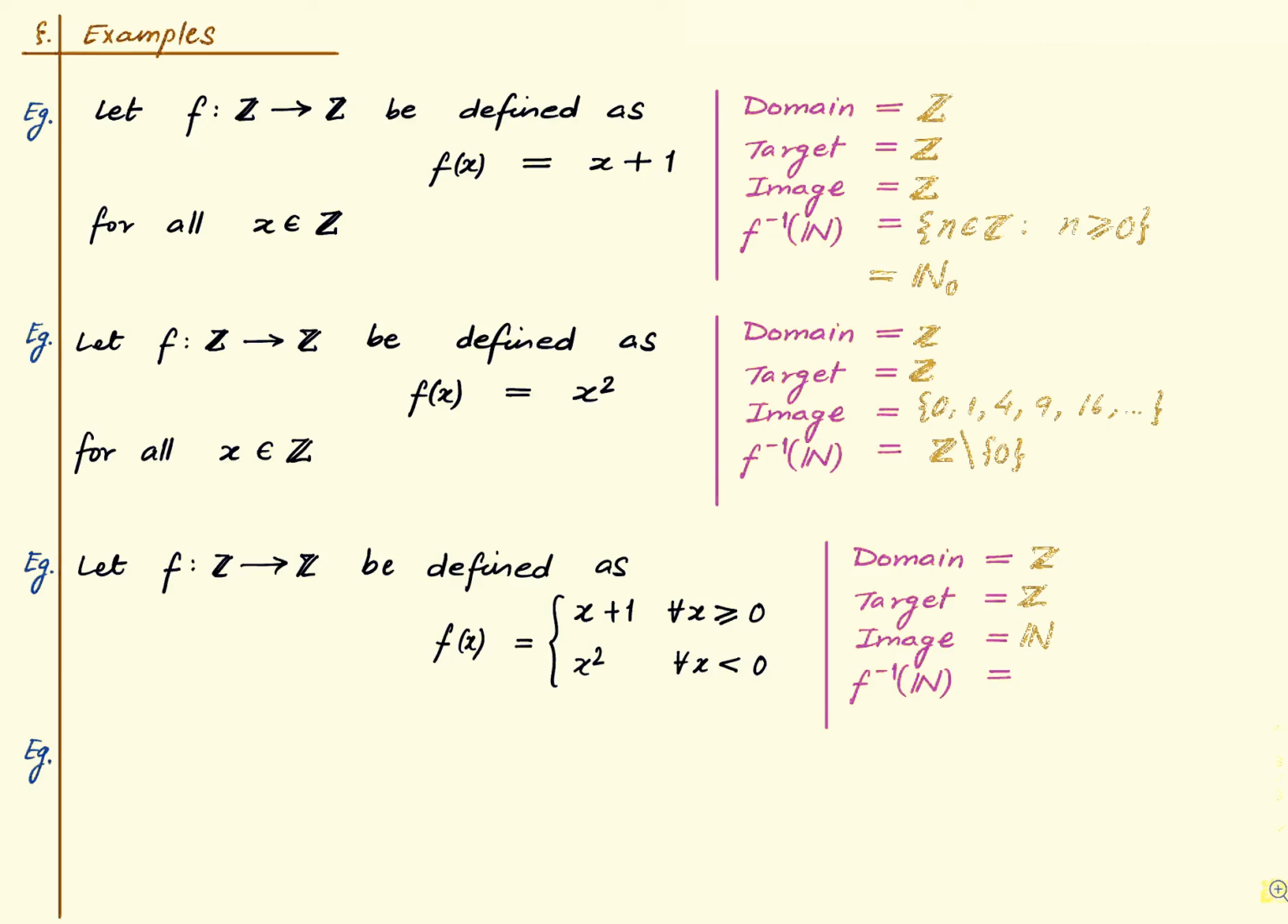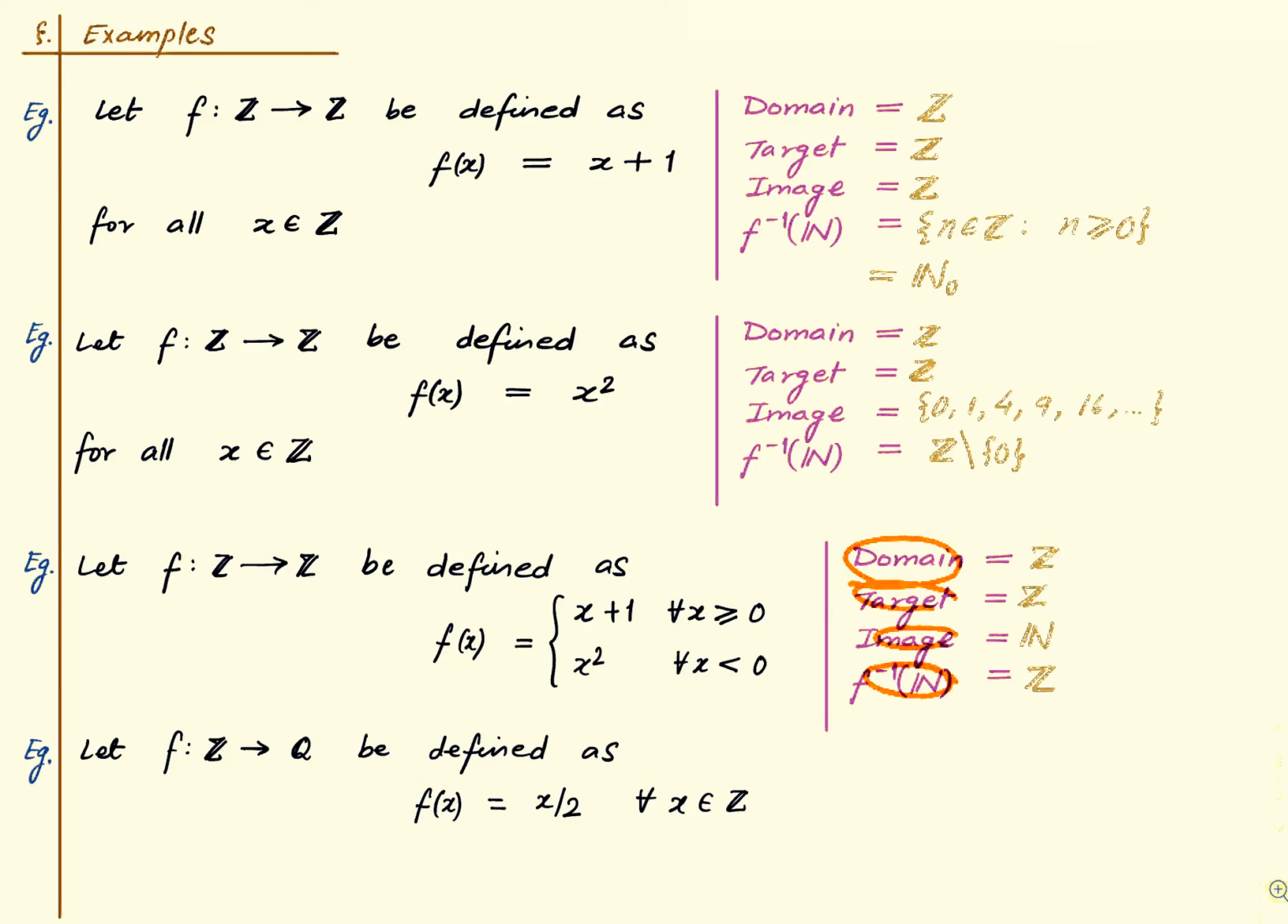Okay, and what is the preimage of N? Well, since the image is nothing but N, the preimage you can easily figure out is the entire set of integers. Okay. Lastly, suppose you have a function f from Z to Q defined in this fashion. I leave as an exercise for you to figure out what are the domain, target, image, and preimage for this particular function. Easy exercise.